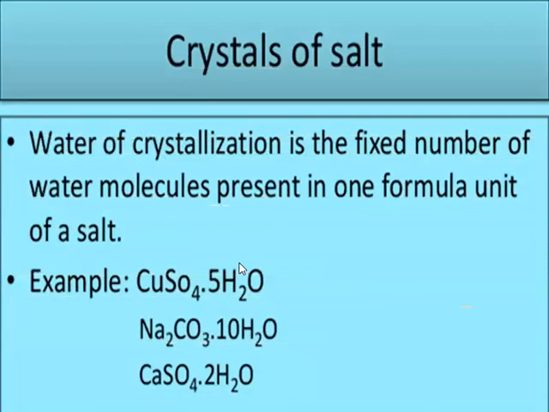Lastly, we have discussed water of crystallization, which is the fixed number of water molecules present in one formula unit of a salt. These water molecules evaporate or are removed when we heat the salt. On strong heating, the loss of water of crystallization can change the crystalline shape of the salt as well as the color the salt imparts. With this, we are completing the lesson.